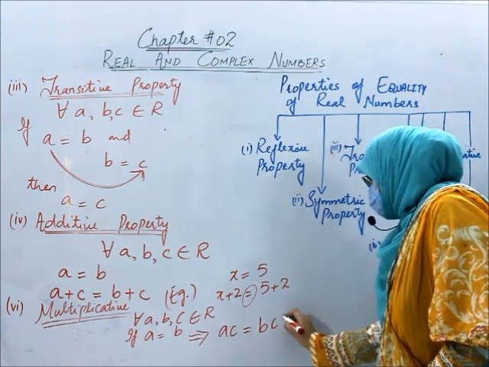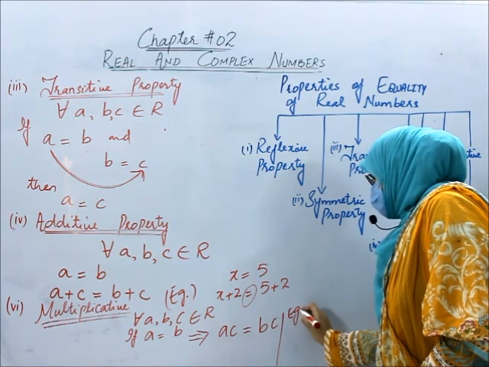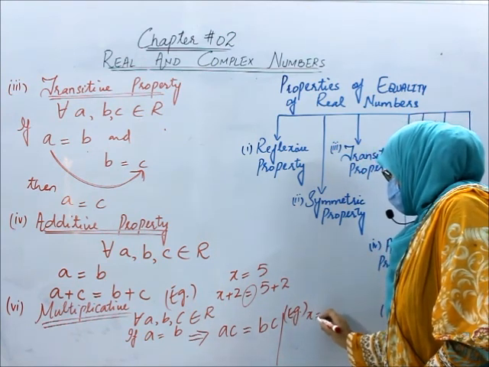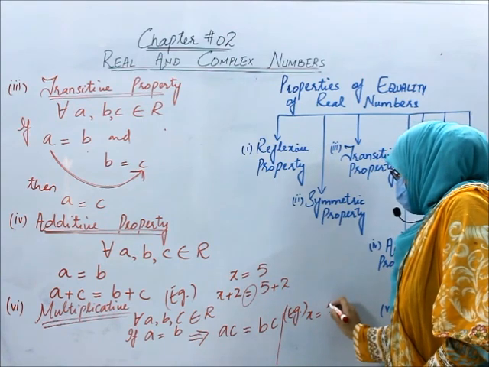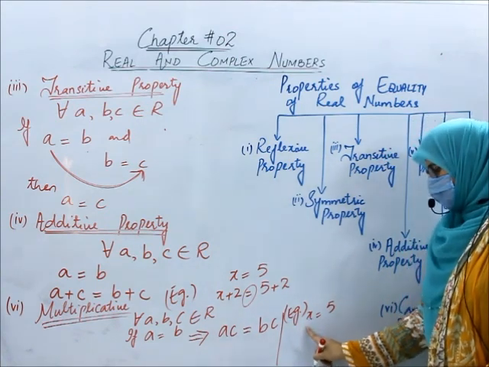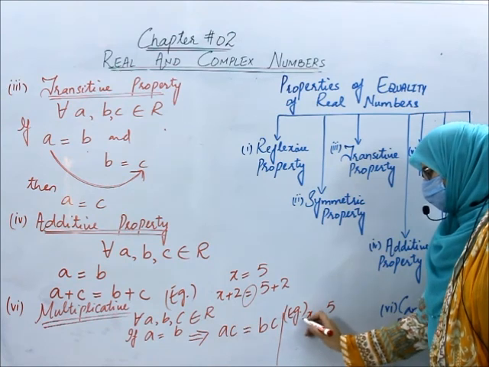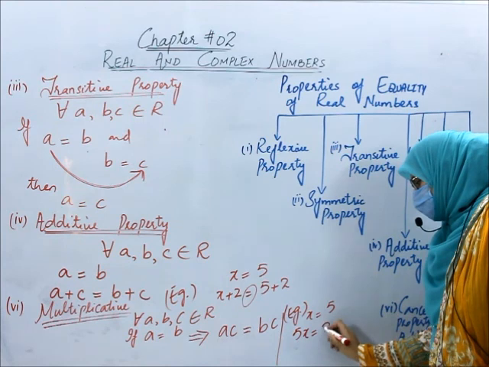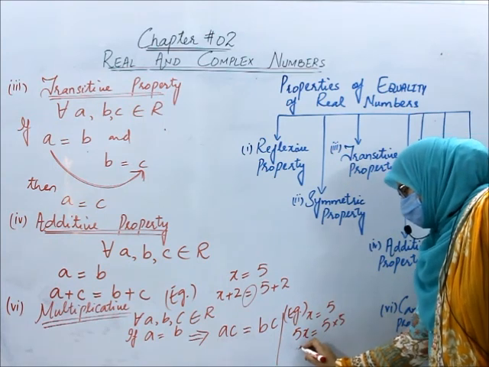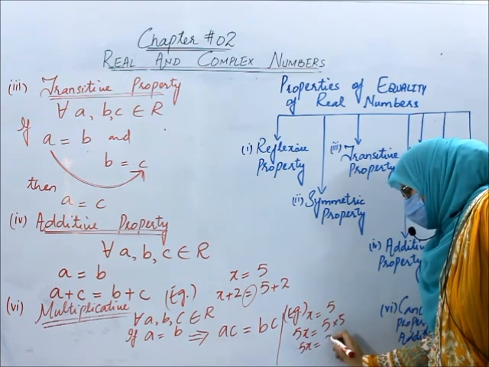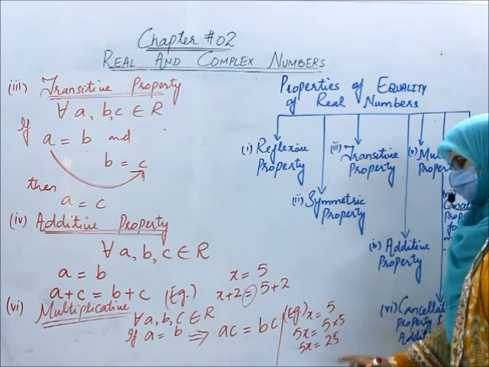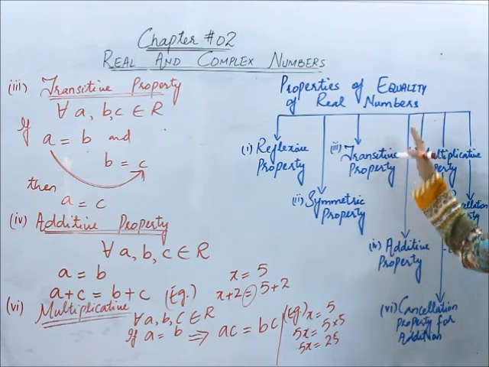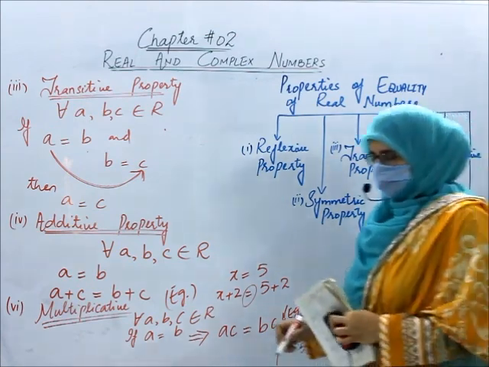For example, if you have the equation x equals 5, and we multiply a number on the left side, we will multiply the same number on the right side of the equation to keep the balance. That is, 5x equals 25. So this is the multiplicative property of the equality of real numbers.